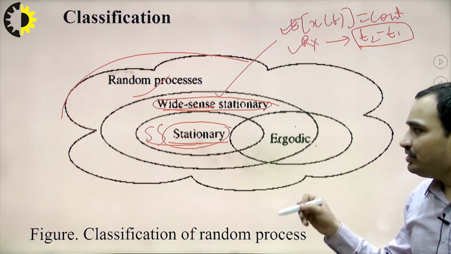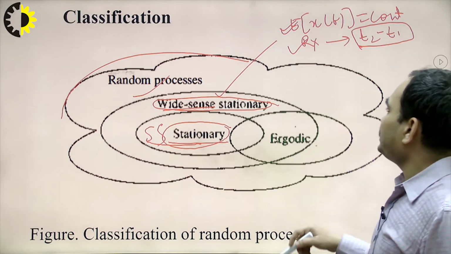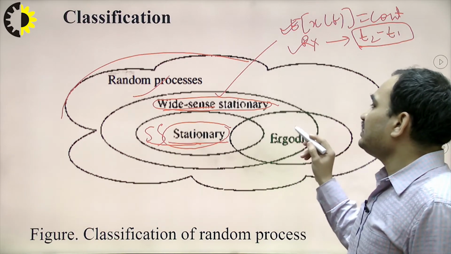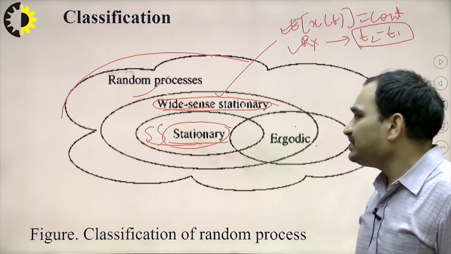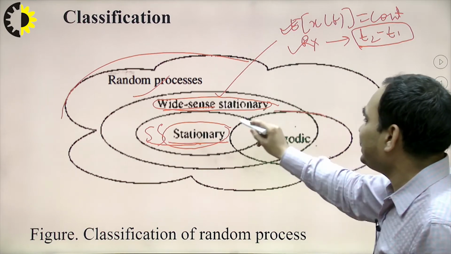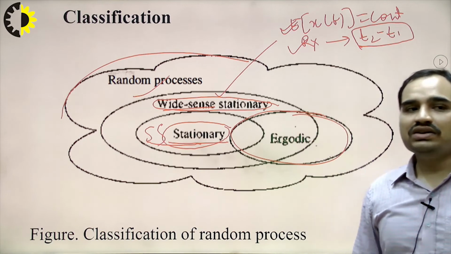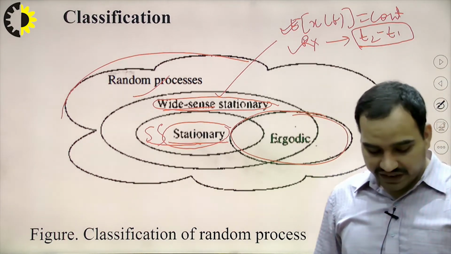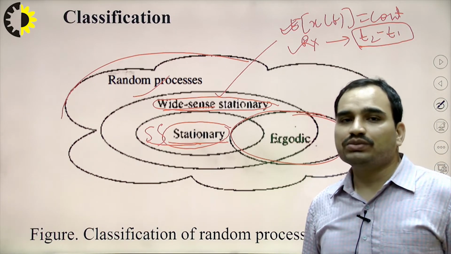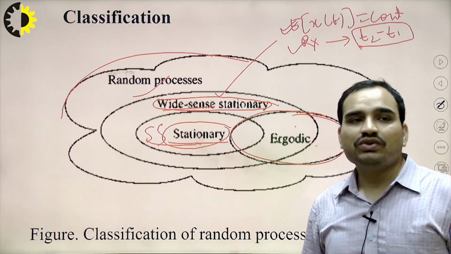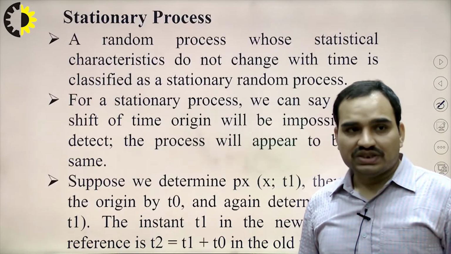And the combination of all three, that is, covering the random process, the wide sense stationary process, and the strict sense stationary process, is known as the ergodic process. So it is a combination of the strict sense stationary, the wide sense stationary, and the random process. Now we will see one by one what these processes are.